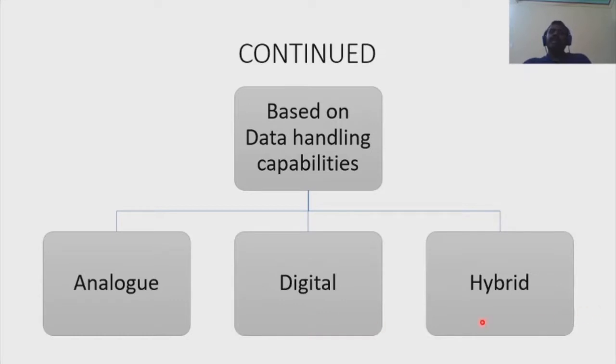Followed by hybrid computers. A hybrid computer is a combination of both an analog and a digital computer. That means it is capable of accepting continuous data as well as digital data, and such a computer we call a hybrid computer.